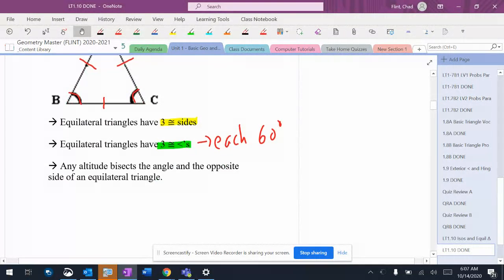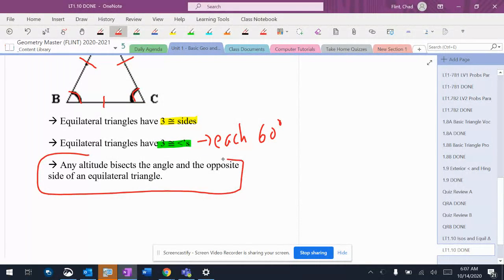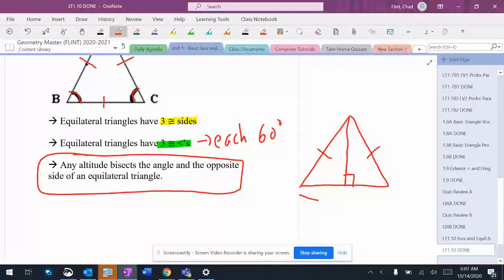And then this thing here, the altitude, if you draw any altitude in the entire triangle, it's going to cut the angle and the side in half. So I'm going to draw a little equilateral triangle right here, and I'll draw in an altitude like that. All right, now this, and that side are all the same because it's equilateral.